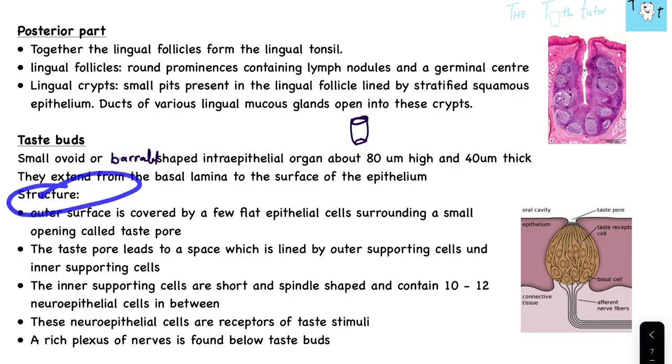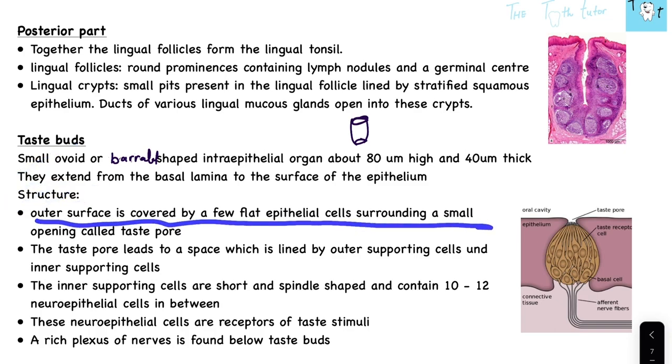Now, going into detail. This is the definition. Now going in detail: structure. The outer surface is covered by a few flat epithelial cells surrounding a small opening called a taste pore. If you look over here, this is the outer surface, covered by some flat epithelial cells, and this is the taste pore.